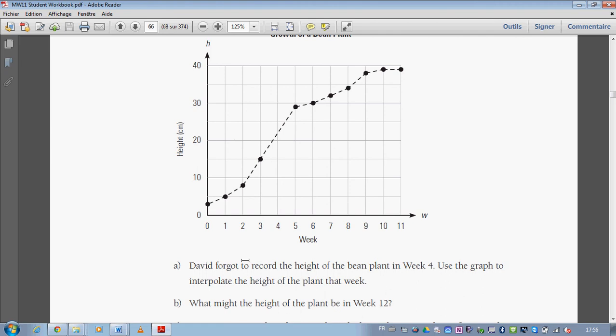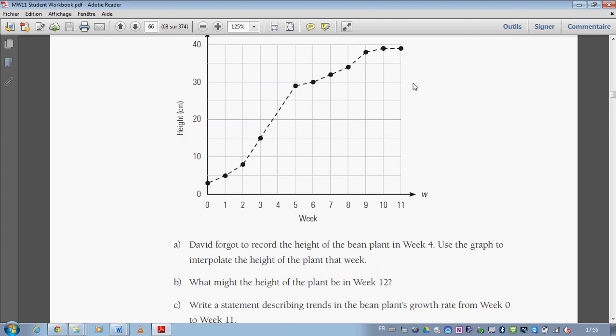Now here in A we just interpolated. This question, B, is asking us to extrapolate. Okay, so we can see that on weeks 9, 10, and 11, the plant doesn't seem to be growing much anymore. Looks to me like we're at about 38 centimeters height. So I think it'd be safe to say that on week 12, assuming that the plant kind of stopped growing, that on week 12 that would also be like 38 centimeters, or maybe 39 centimeters in case the plant decided to grow slightly. Okay, so that's extrapolating.